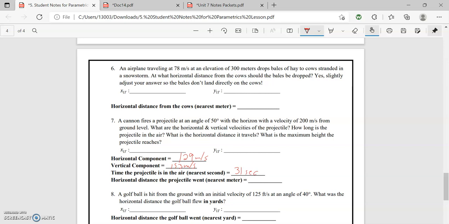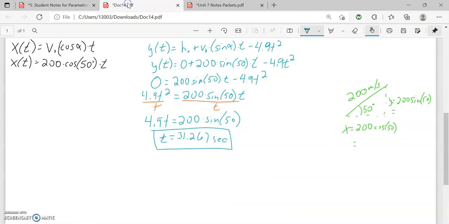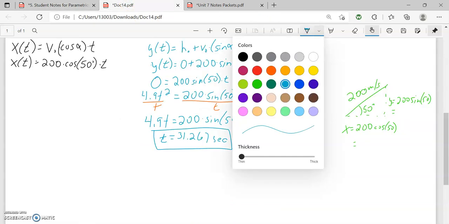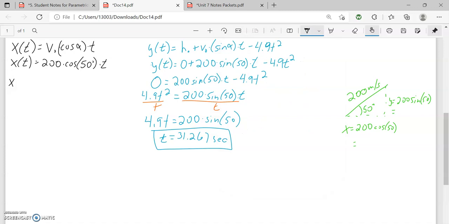The horizontal distance the projectile went. Well, all I'm going to do is take 31, my exact answer, not just the rounded to the nearest second, and plug that answer into the x. So I'm going to say x of t, where I want to find the x after 31.3 seconds: 200 cosine 50 times 31. Again, using exact values, not the rounded answers.